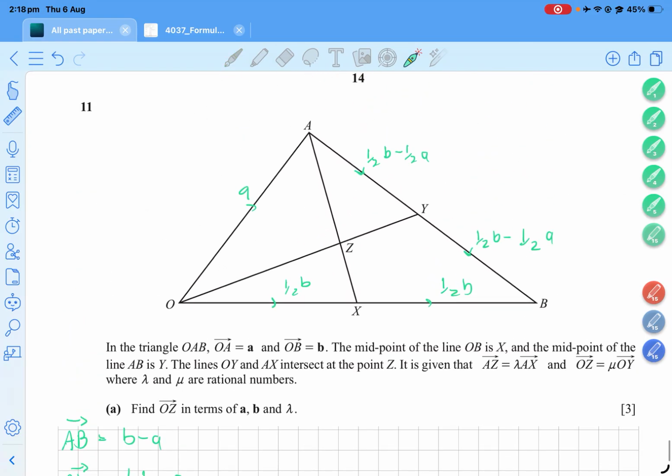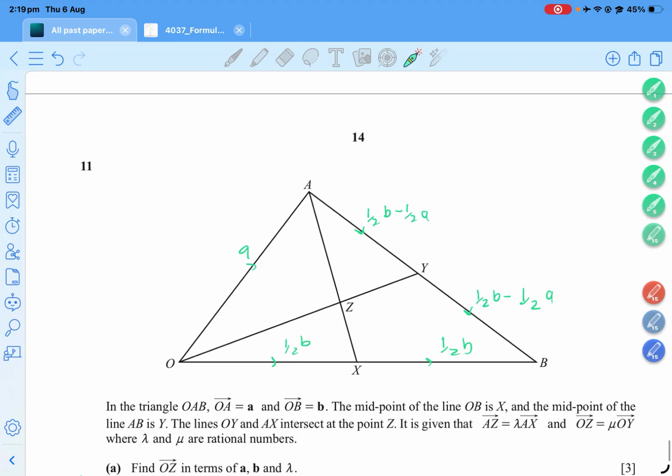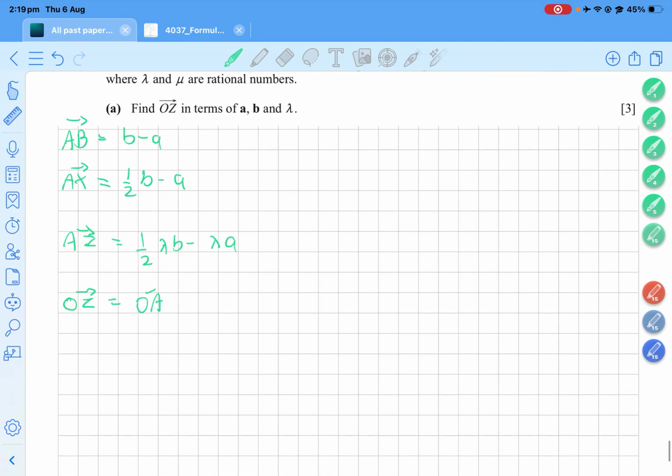So since AZ, what do I need to go to from AZ? From A to Z, I'm going against A and then with OZ. So OZ must be going from OA and then AZ. So OA and then AZ, which is going to be A plus half lambda B minus lambda A, which is simply 1 minus lambda A and then half lambda B.